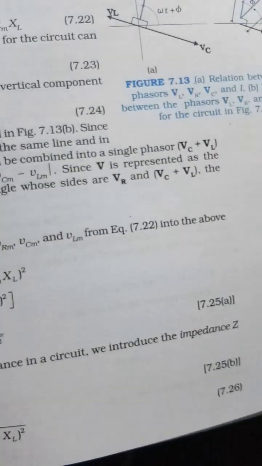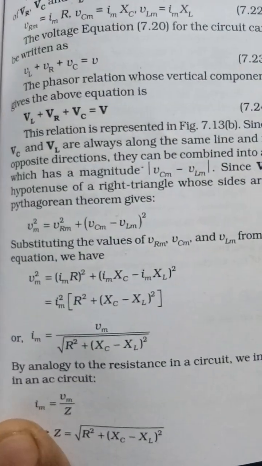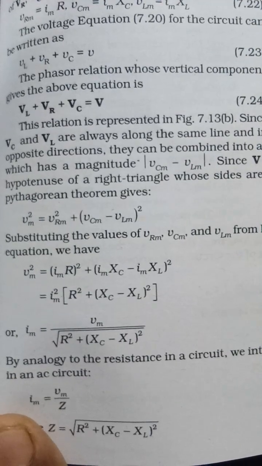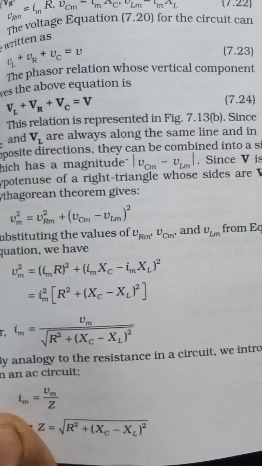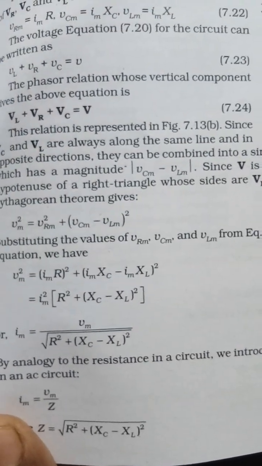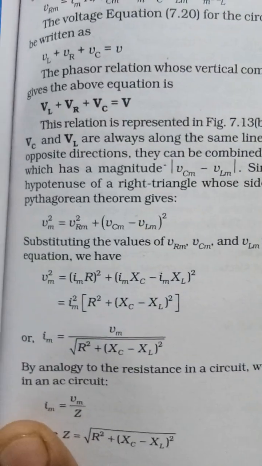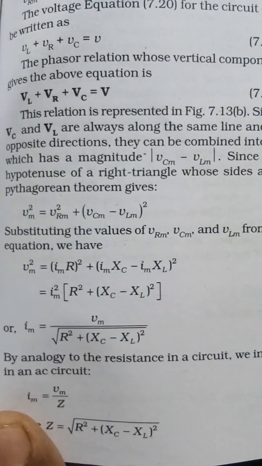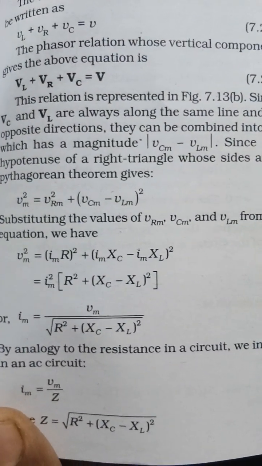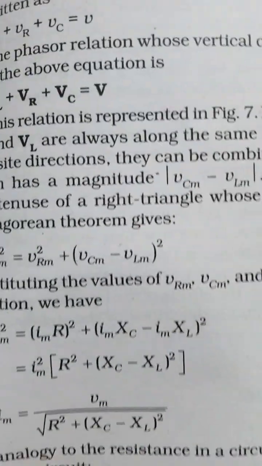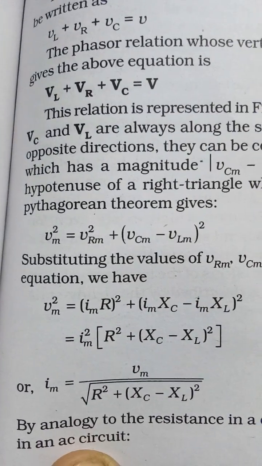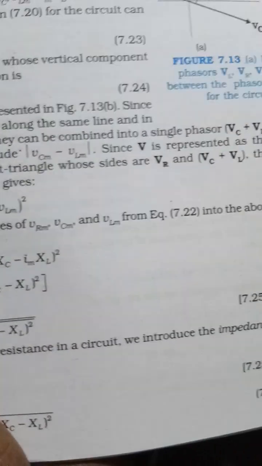Since V is represented as the hypotenuse of the right triangle whose sides are VR and VC + VL, the Pythagorean theorem gives us this formula. When you study it in mathematics, you will find this.